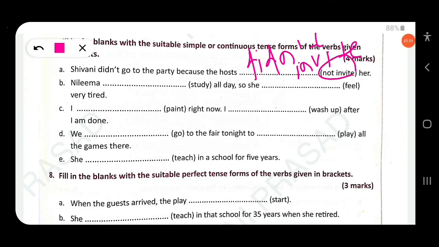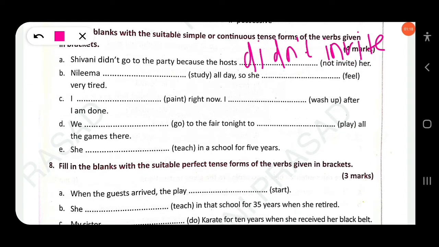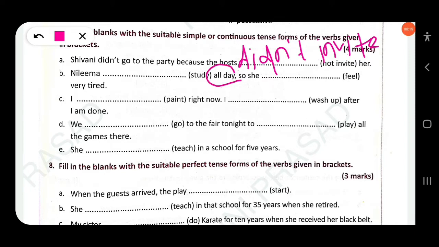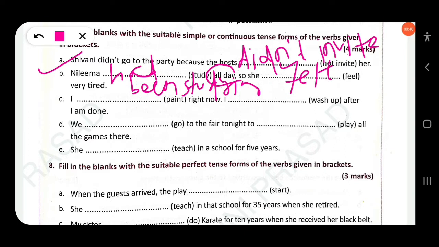Clear? Shivani didn't go to the party because the host didn't invite her. The next: Nilama dash all day, so she dash very tired. Here all day means we are referring to an action that continued for a long period in the past. Nilama had been studying. So you have to use past perfect continuous. Nilama had been studying all day, so she felt very tired. The first one is past perfect progressive, and the second one is simple past.